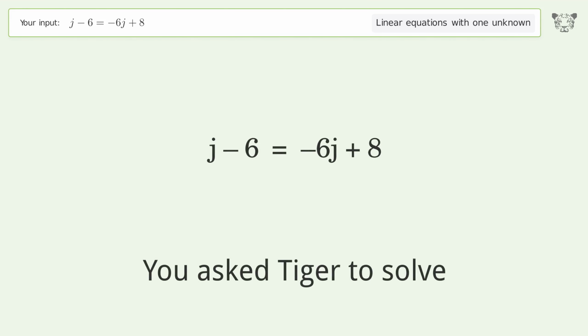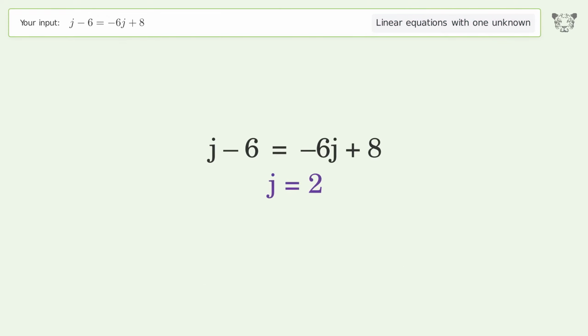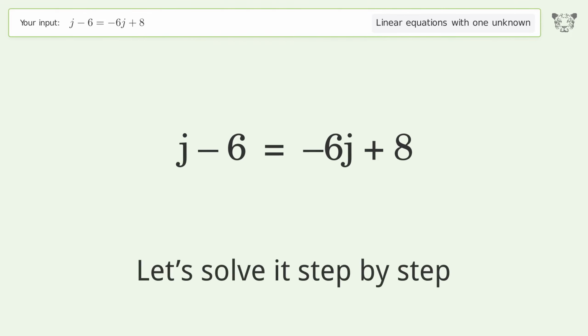You ask Tiger to solve. This deals with linear equations with one unknown. The final result is j equals 2. Let's solve it step by step.